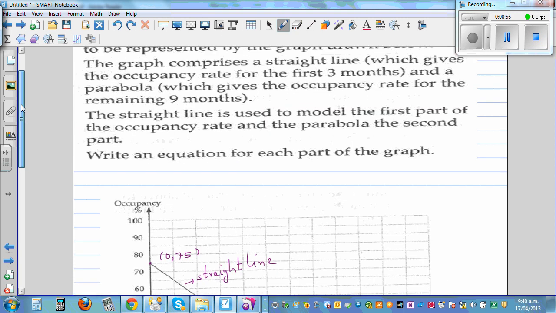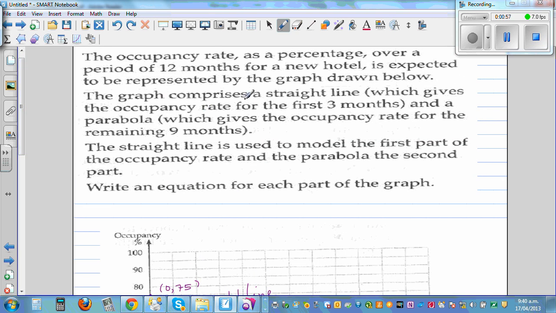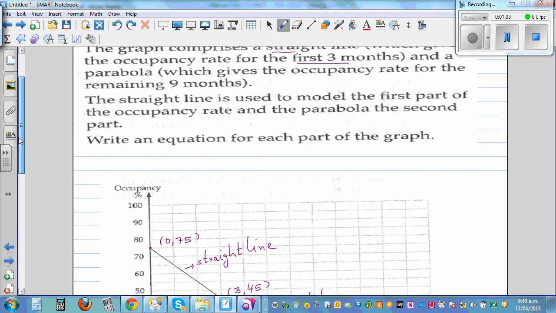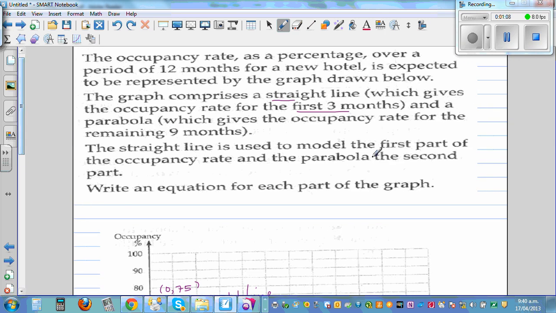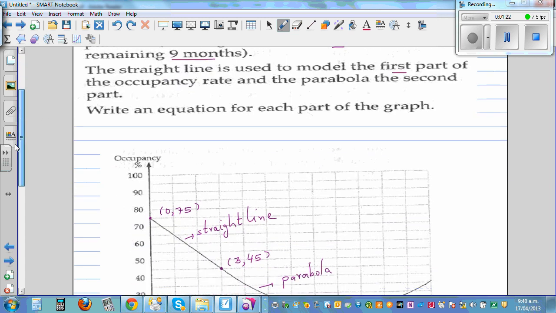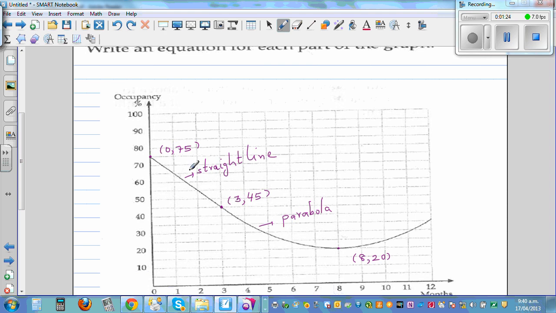So let's read the question. The graph comprises a straight line, which gives the occupancy rate of the first 3 months, and a parabola, which gives the occupancy rate for the remaining 9 months. The straight line is used to model the first part of the occupancy rate, and the parabola the second part.